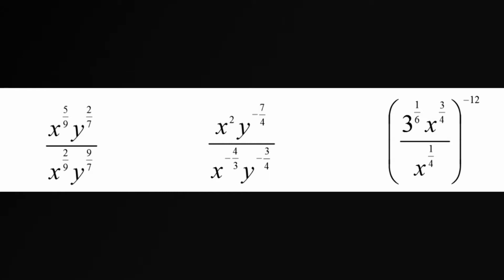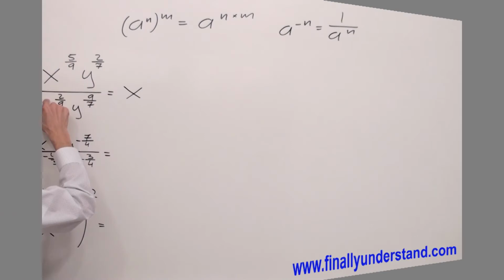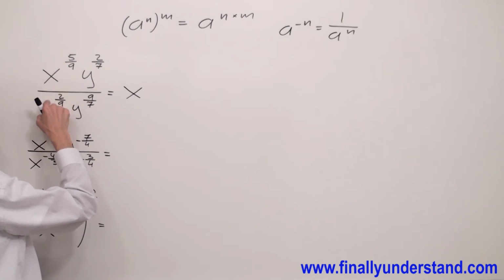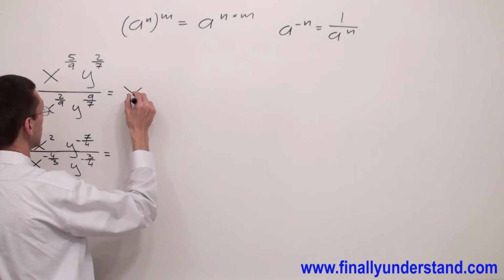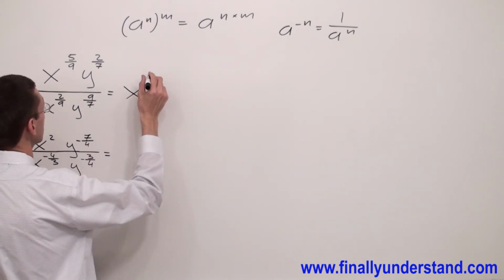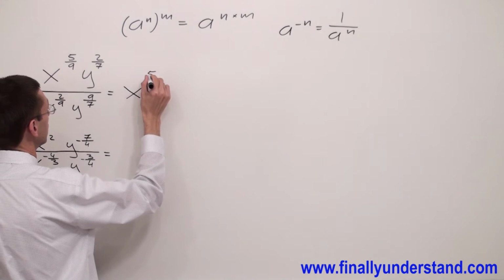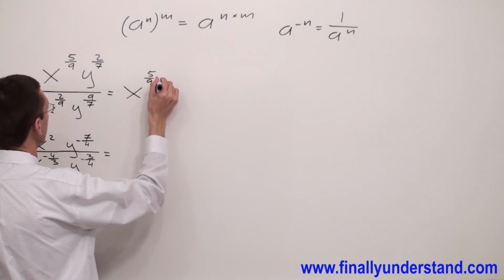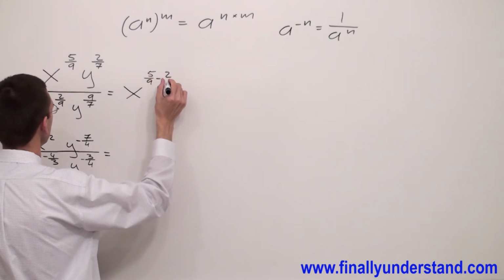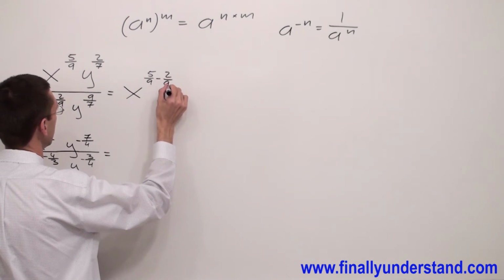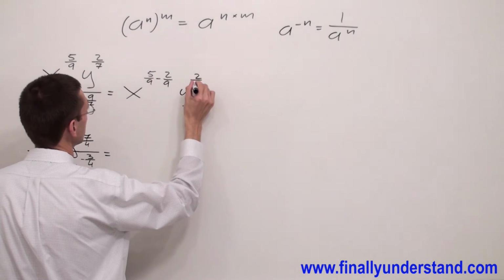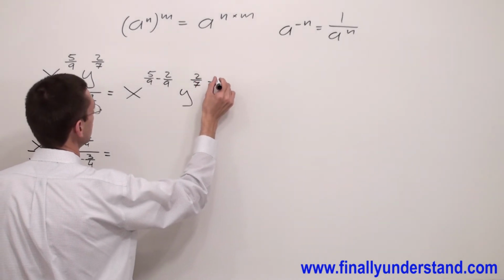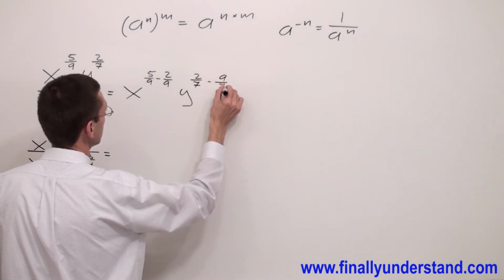First example, we have to realize that we have the same base in the numerator and in the denominator. Okay, x is one of the bases and y is the second base. I have to keep x and subtract the exponents. I have 5 over 9 minus 2 over 9. Next I have y, 2 over 7 minus 9 over 7.